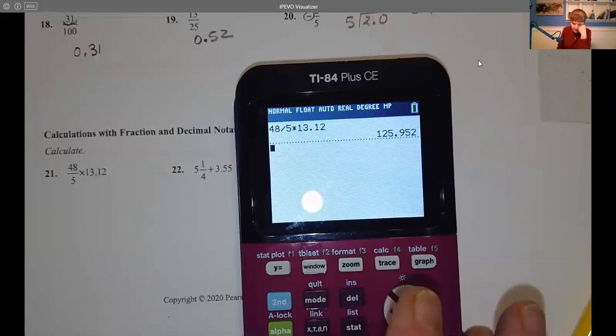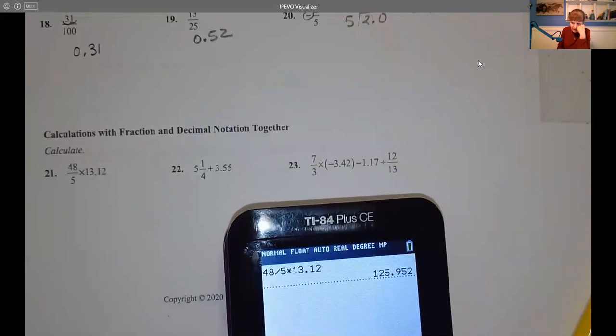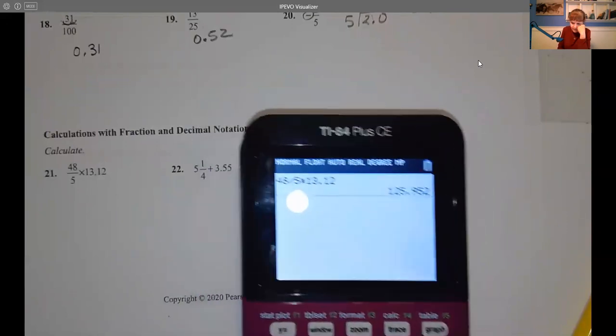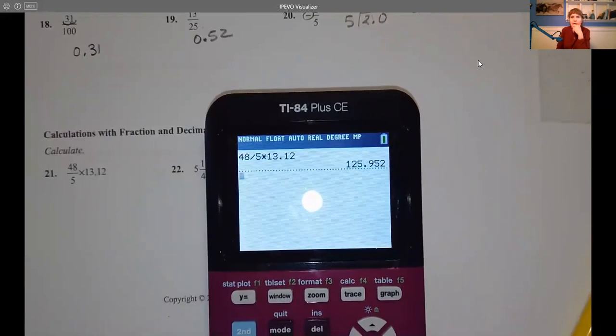And whether or not calculations with fraction and decimal notation together, it doesn't tell you where to round. I was just looking at that. So you'd have to write 125.952. But let's look at 22.